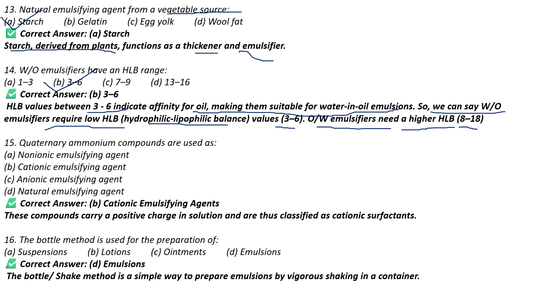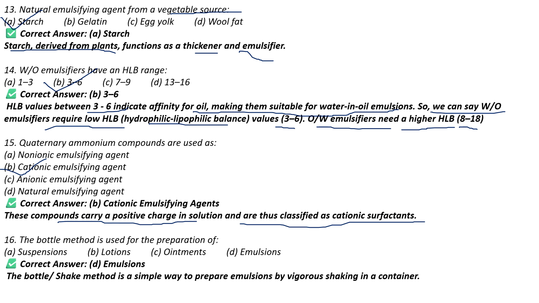Quaternary ammonium compounds are used as, options given are non-ionic emulsifying agent, cationic emulsifying agent, anionic emulsifying agent or natural emulsifying agent. As we saw in the previous slides, quaternary ammonium compounds are used as cationic emulsifying agents, as these compounds carry a positive charge in solution and thus are classified as cationic surfactants. So we can say option B, that is cationic emulsifying agents, is the correct answer of this question. Moving on to the next question.